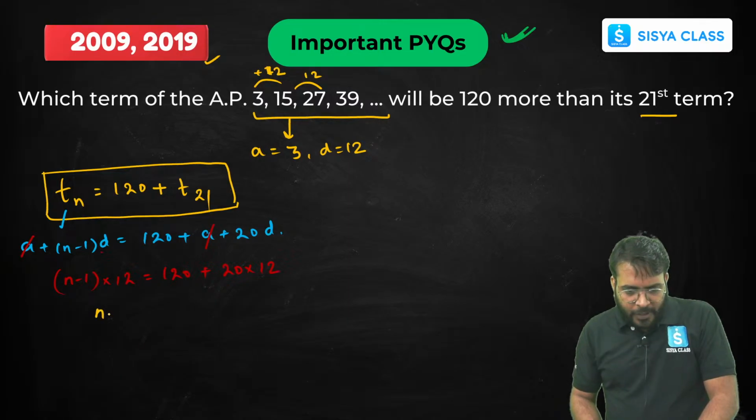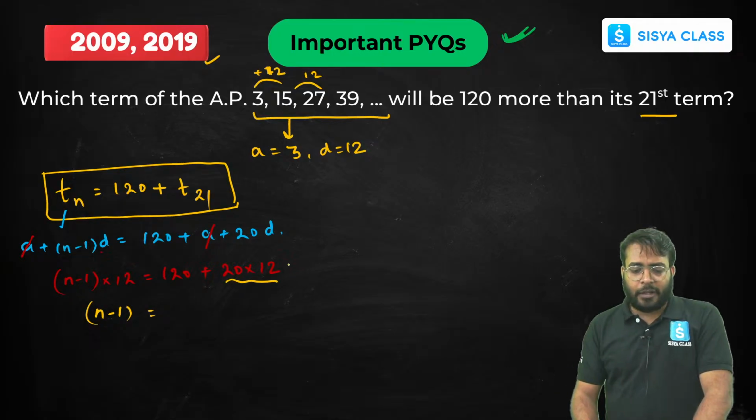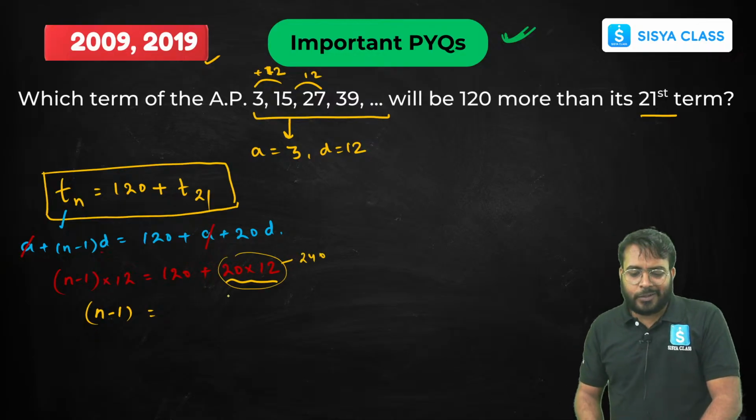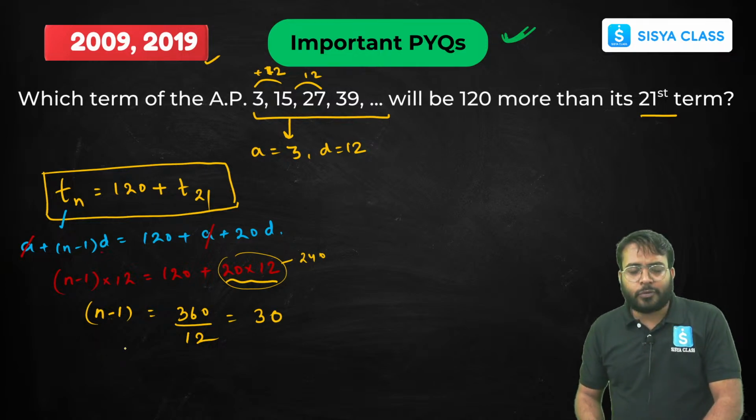You will get n minus 1 is equal to 120 plus 20 into 12. 20 into 12 is 240. So 240 plus 120 is going to be 360. 360 by 12 is going to be 30. Yes, 12 into 3. Okay, this is going to be 30. So n minus 1 is 30.